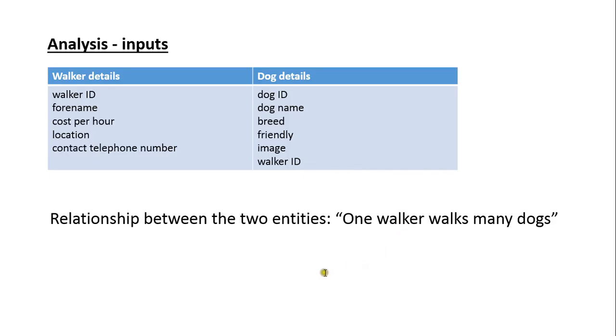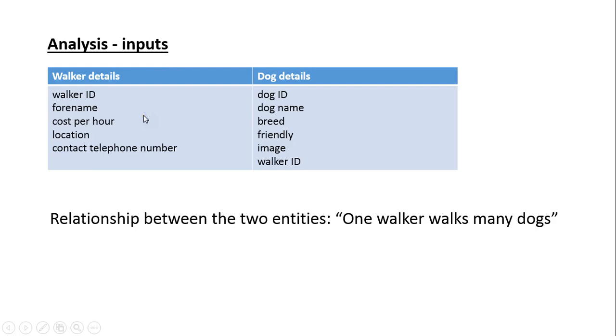The first stage in the development of this database is the analysis stage. We've already had a look at the end user requirements and the functional requirements for the database. This video is about looking at the inputs for the database, the data that's going to be typed in or loaded in from a file to the database.